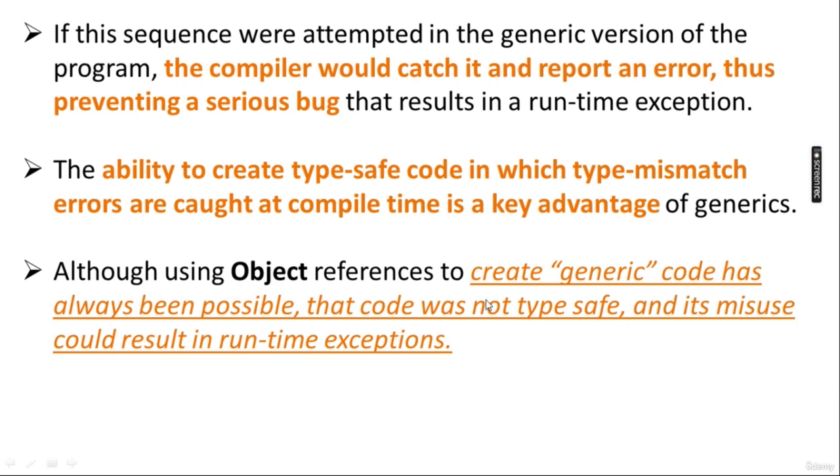Although using Object references to create generic-like code has always been possible, that code was not type safe and its misuse could result in a runtime type exception. So this way we have found out the advantages. We have completed all the theory part 1 of the chapter on generics.